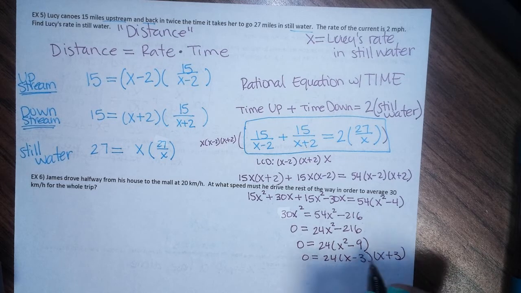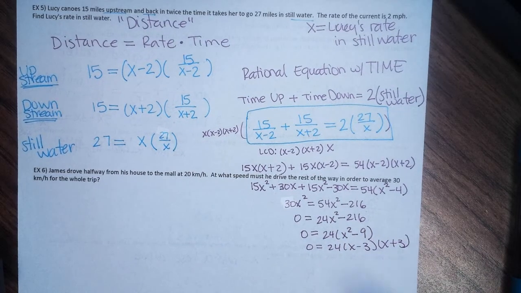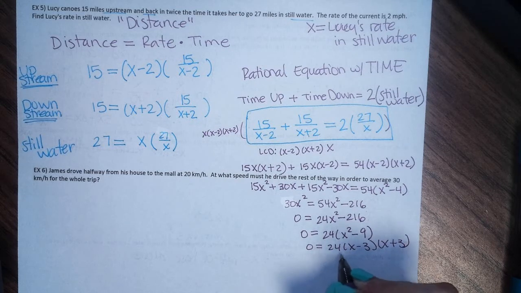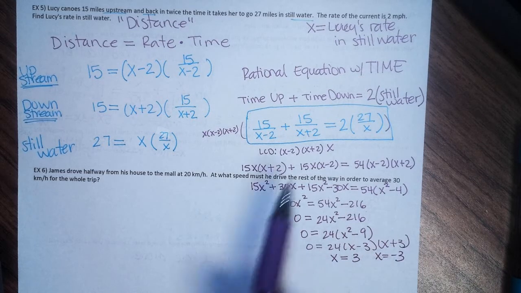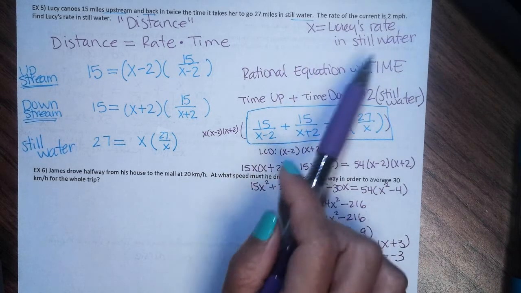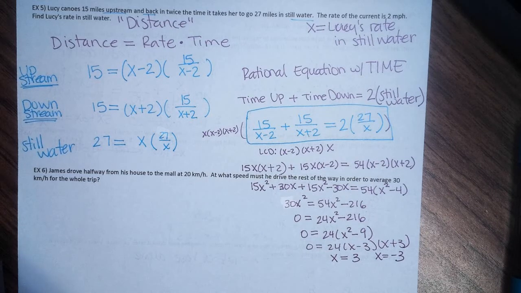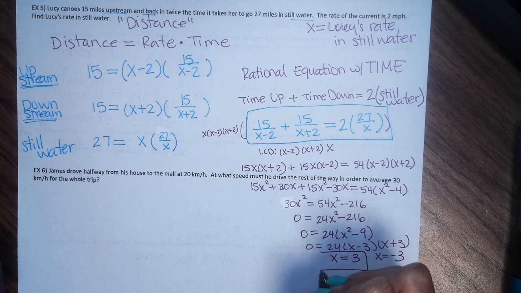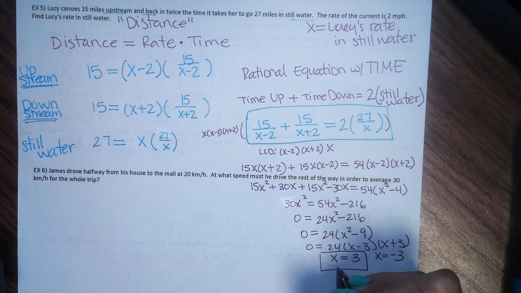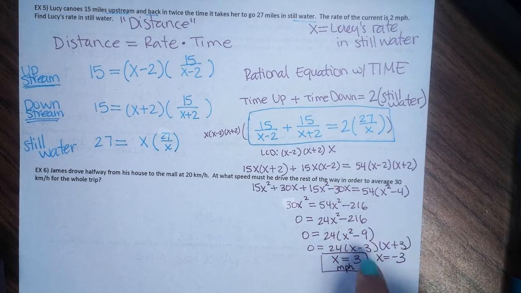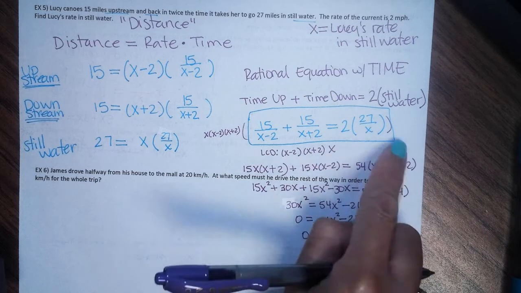Okay, so finally, after all of this, I can get an answer. Set each factor equal to 0, so x equals 3, x equals negative 3. The whole question was, what was the rate in still water? So what is x? Obviously, x can't be negative. You can't have a negative rate for still water. So we're going to go with x is 3 miles per hour. Okay, so that was just all for fun. On your test, you're just going to have to tell me the equation.